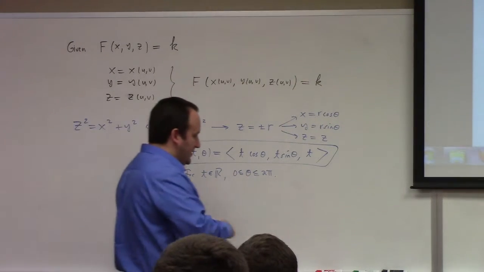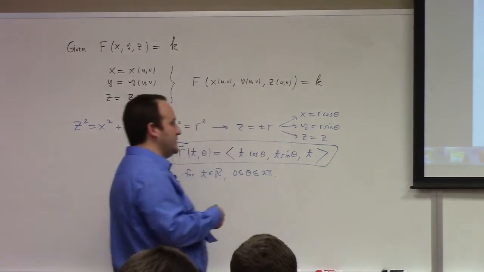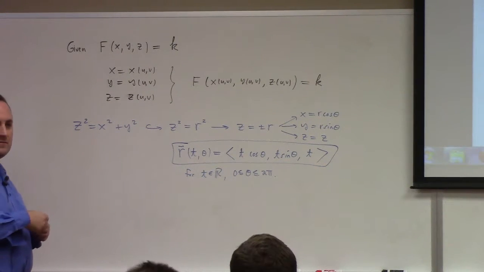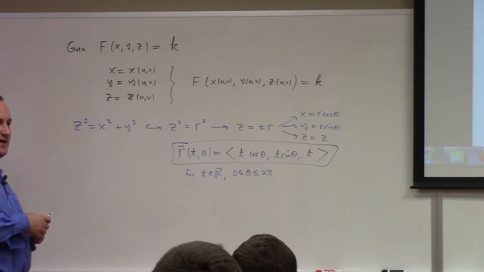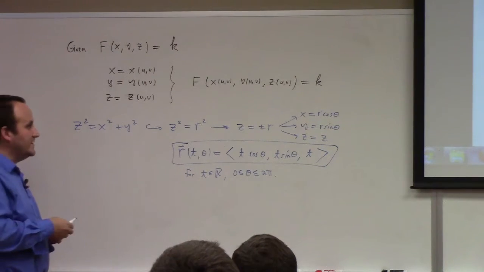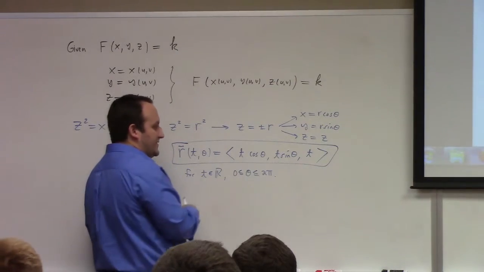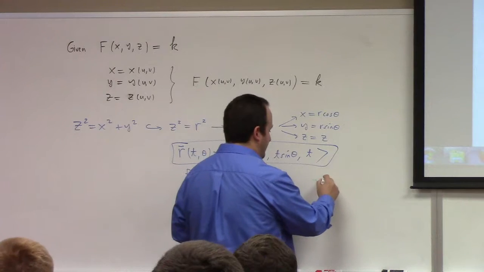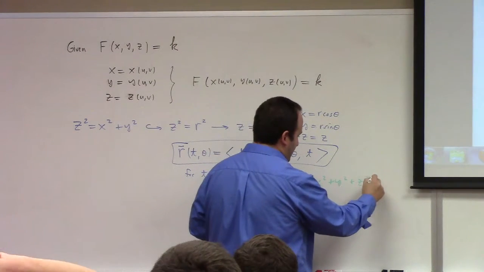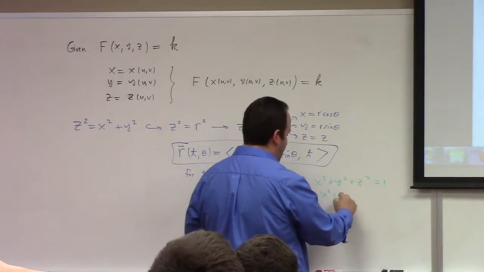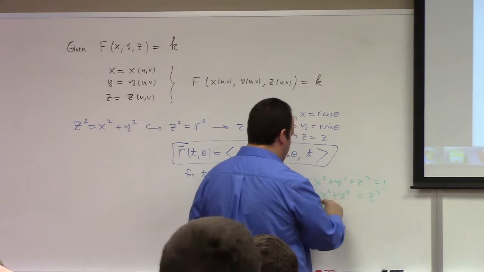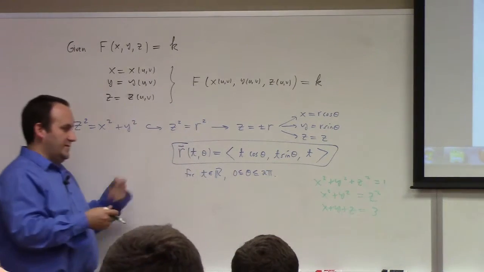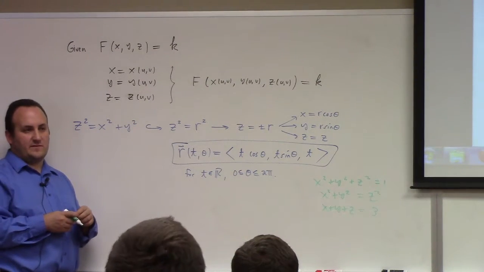How do you check? If I said this is a parameterization of one of these three surfaces, which one is it? How would you check? If I gave you three options, right? Suppose I told you this is a parameterization of some surface, and then I gave you some options. I gave you x squared plus y squared plus z squared equals 1. Or I said it's x squared plus y squared equals z squared. Or I said it's x plus y plus z equals 3. Which surface is this a parameterization of? How would you figure out which one?